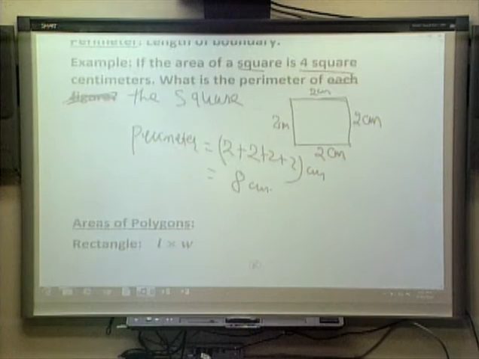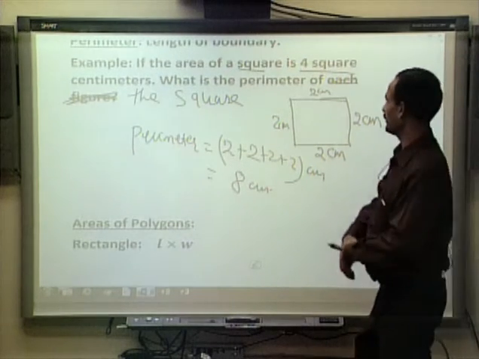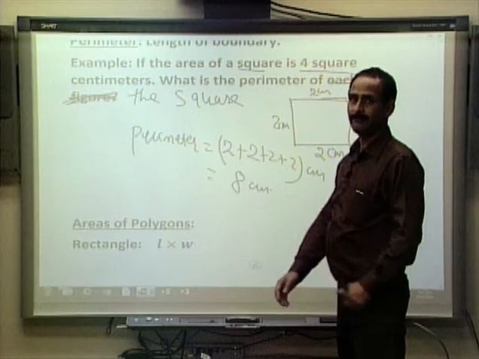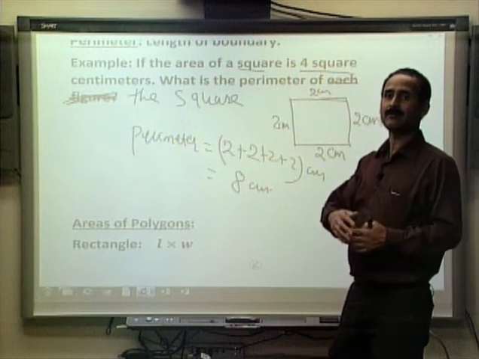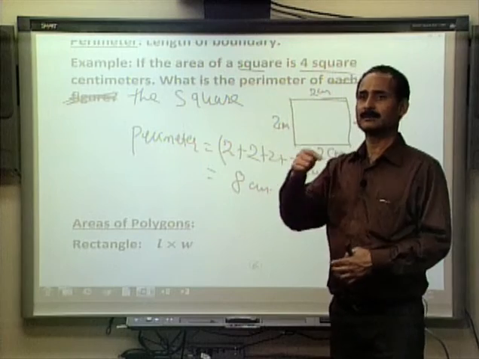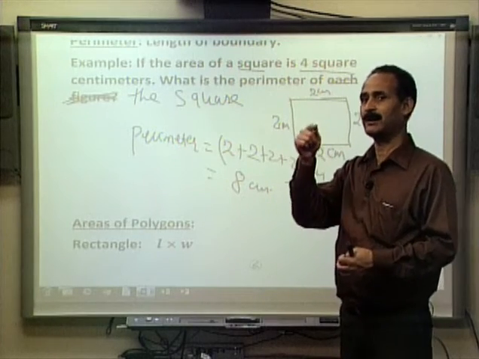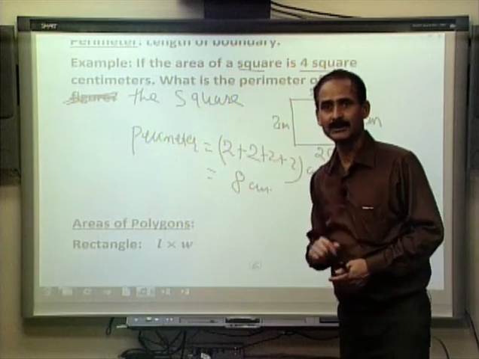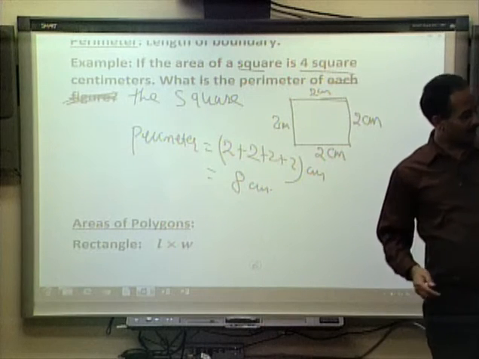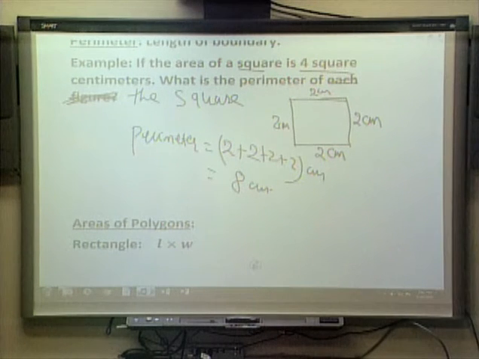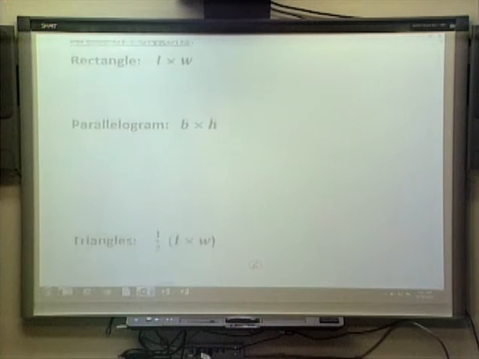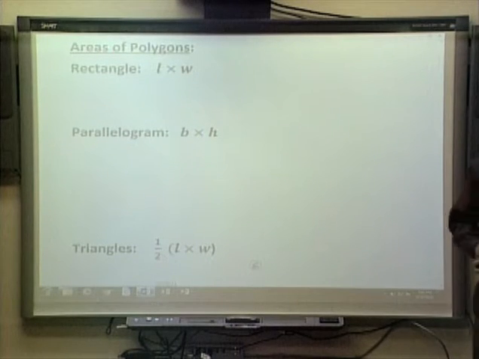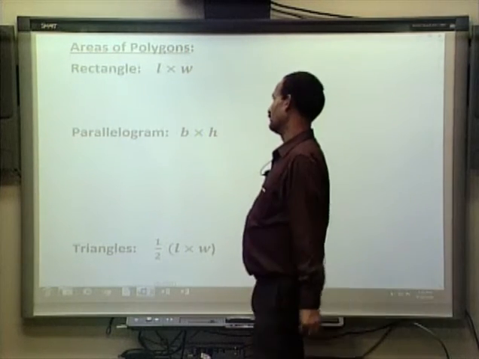Okay, I kind of mentioned the concept of area of squares. Area of a square is length times length, because a square will have the same length and the same width. So, now let us talk about area of polygons in general.